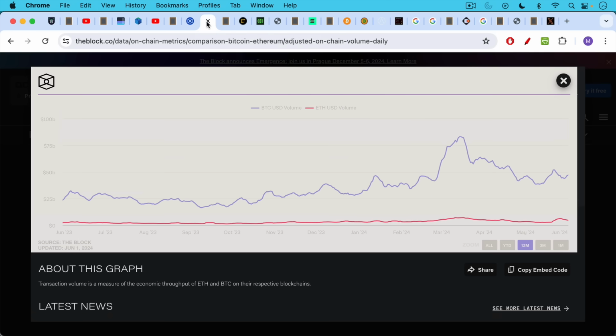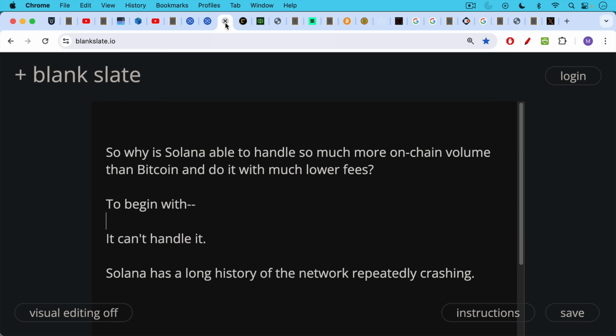And I'll link to these two charts in the description notes below. They don't work in dark mode, so I can't show you them here, but I will link to them so you can verify for yourself.